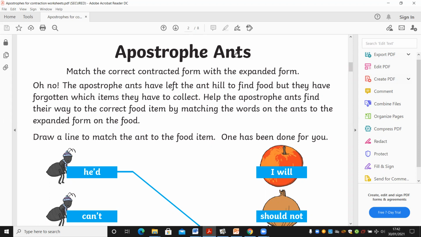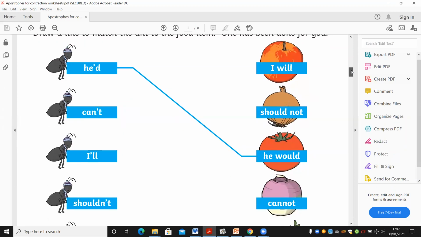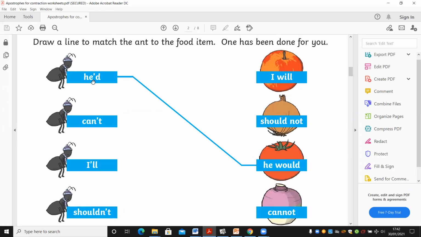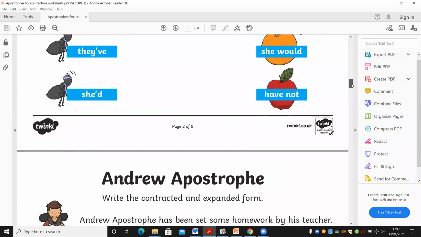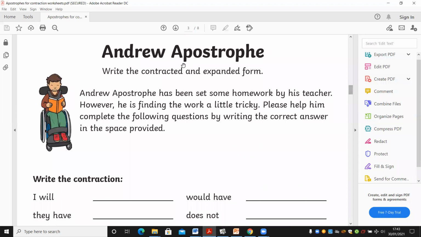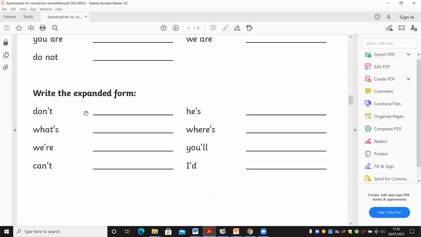The first task is called Apostrophe Match. In it, all you need to do is draw a line to match the contraction to the full form, or the expanded form, of the two words. Very easy, children, and I know all of you would be able to do this. The second task is called Apostrophe Practice, and this has two parts. In the first part, you are given two words and you need to write their contraction. And then it's the other way around. You are given a contraction and you need to write the expanded form of those two words.